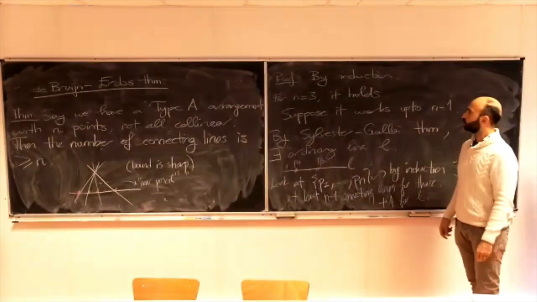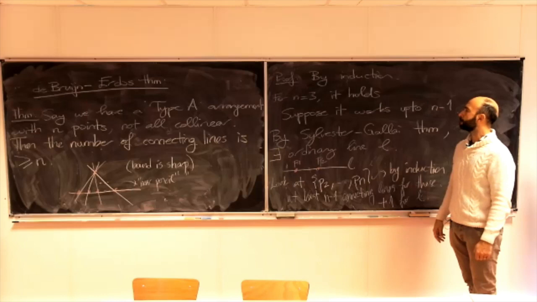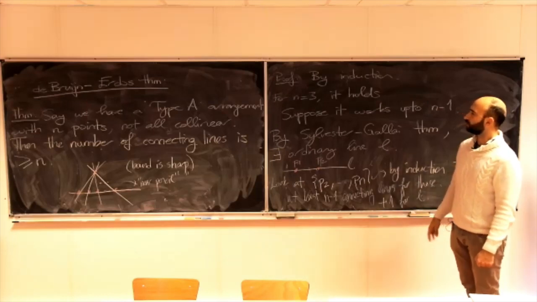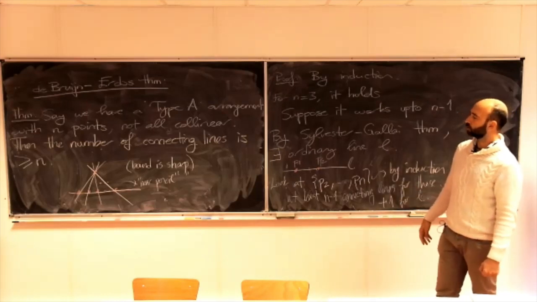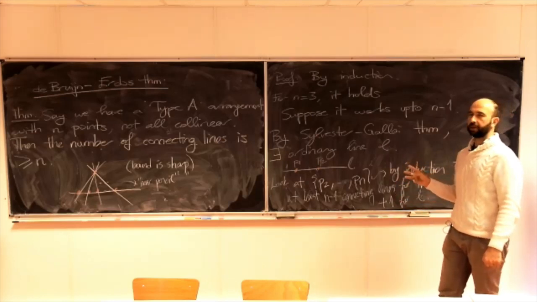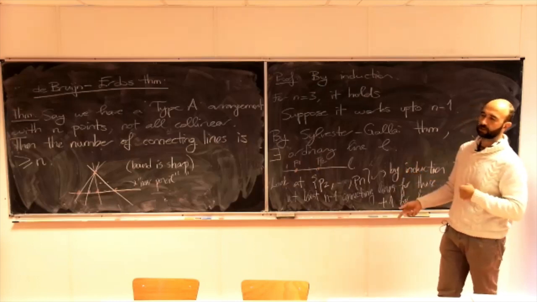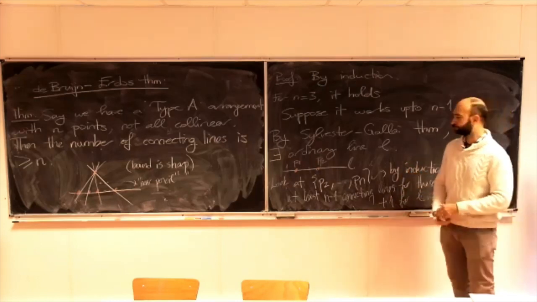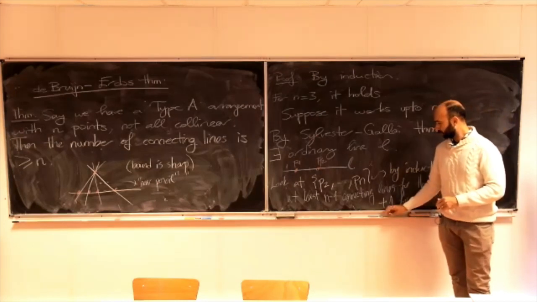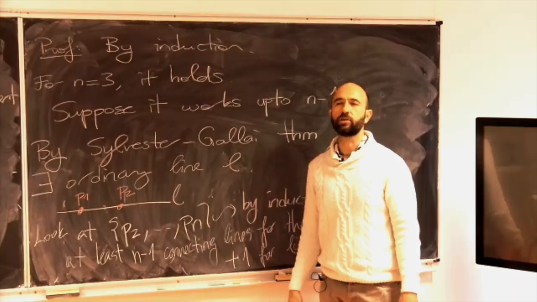Okay, so this is a quick proof based on Sylvester-Gallai. And with slightly more effort, and it's not much harder, you can show that the bound is sharp only for near pencils. So if you have equality, then you must have a near pencil. That's something you can prove. Okay, I suppose this is the end of the lecture today.